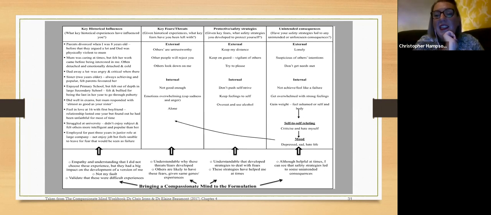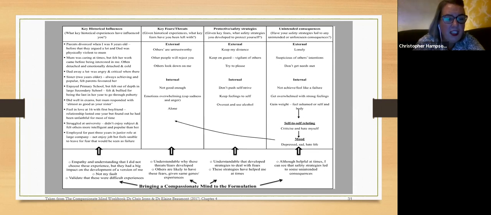And then unintended consequences. Have your safety strategies led you to unintended or unforeseen consequences? So kind of where they're at right now. So not achieving, feeling depressed, sad maybe, not wanting to be in a relationship, could be anything. And I would work through this with the client and we would do it jointly. At the bottom, you can see how you would work through this.